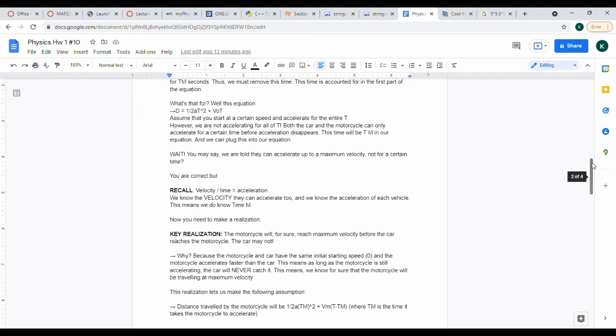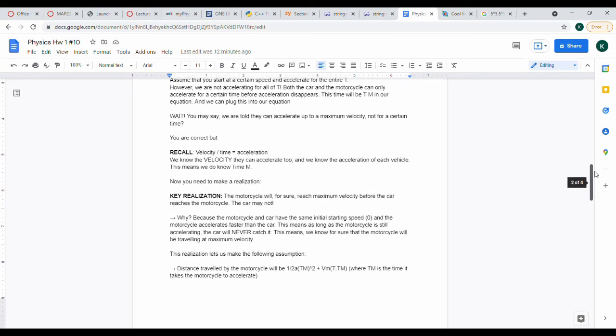So the reason why we have to use this is because the car and the motorcycle are both not accelerating for all of t. Well, at least we can't assume that. They only accelerate for a certain amount of time before the acceleration disappears. So the time they accelerate before they stop accelerating will be T of m in our equations. Okay, great, but how do we find T of m? We know the maximum velocity, but we don't know the time to reach that.